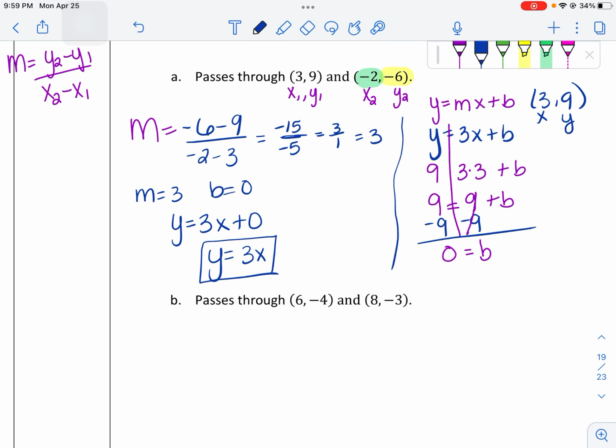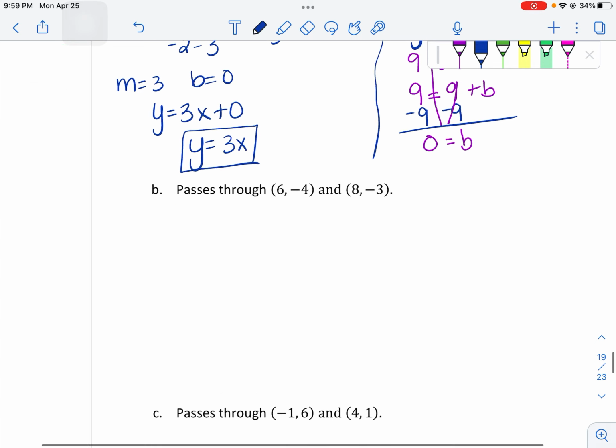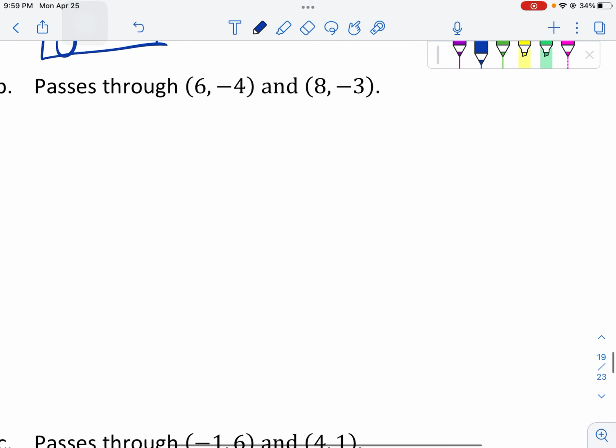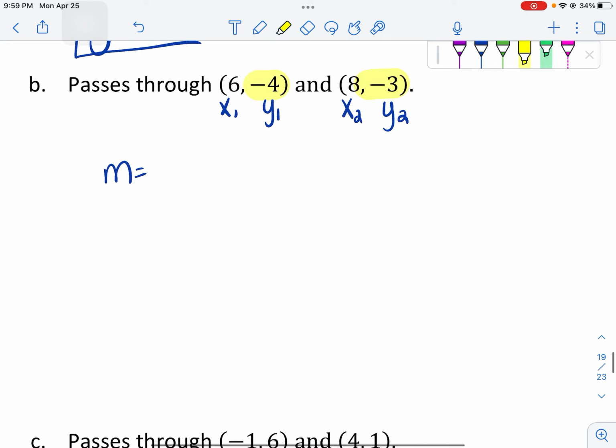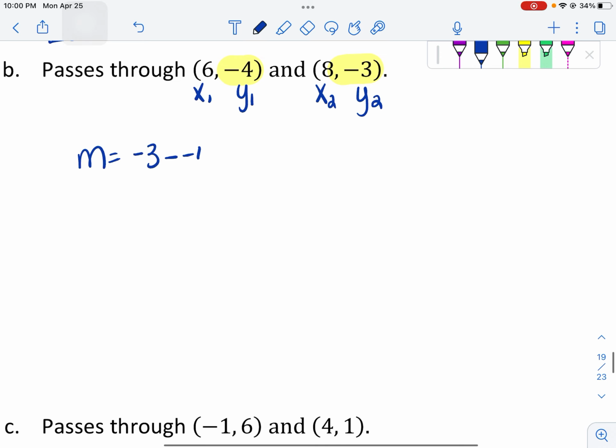All right, let's go ahead and do it again. We're going to start by finding our slope first, which means we're going to use this slope equation again. We have 2 points, so this is our first point, x1, y1, and this is our second point, x2, y2. So then our slope is going to be y2 minus y1. It's going to be negative 3 minus negative 4, then divided by 8 minus 6.